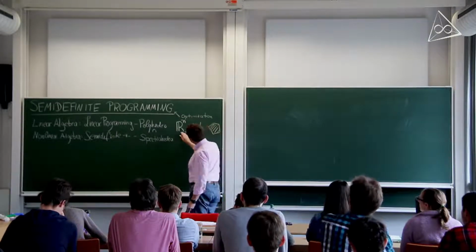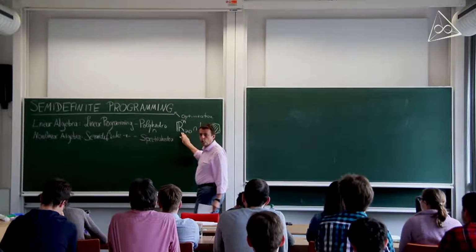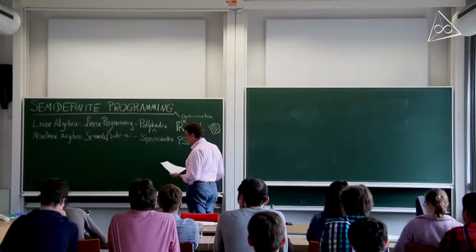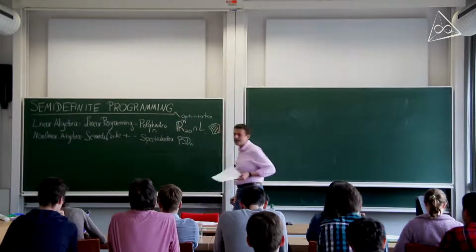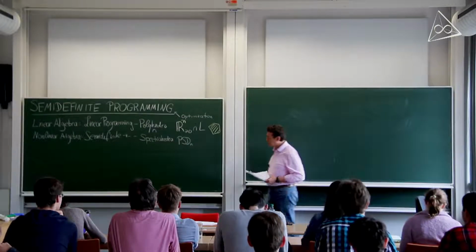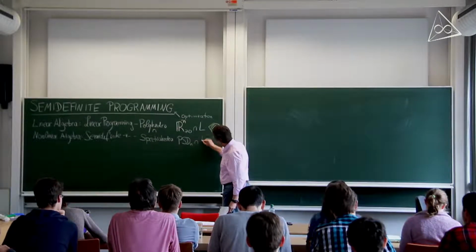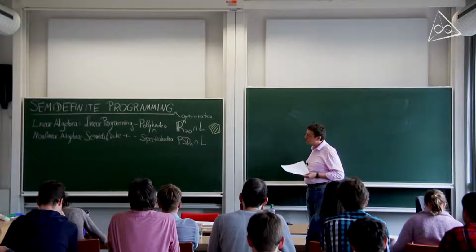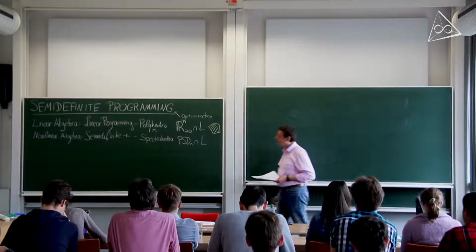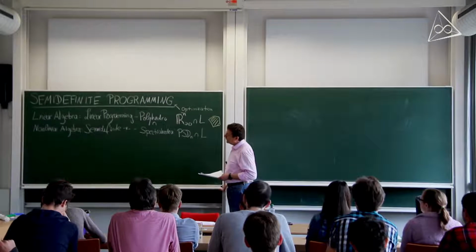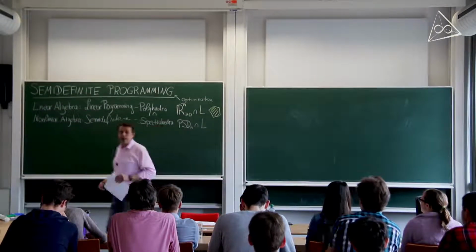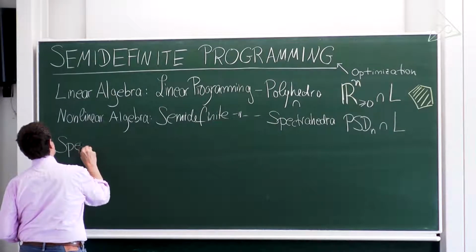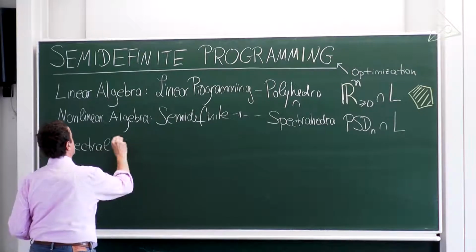For spectrahedra, we replace the cone of non-negative vectors by the cone PSD_n of positive semi-definite symmetric n by n matrices, and we intersect that again with an affine linear space. Any such intersection is called a spectrahedron, and I will explain this. Let's first start with the name. Spectrahedron comes from the spectrum of a matrix, which refers to the eigenvalues. So let's recall the spectral theorem from linear algebra.